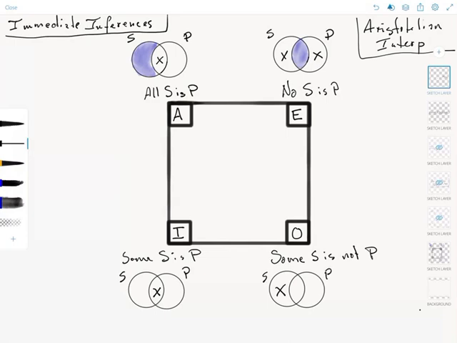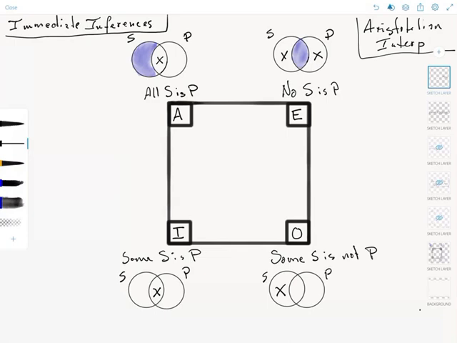So let's first talk about what corresponding propositions are. Corresponding propositions are categorical propositions that use the same subject and predicate terms, not necessarily in the same order. Every categorical proposition has a subject term and a predicate term. If you think about those two terms as the categories involved in a categorical proposition, a corresponding proposition is going to involve those two terms. So let's take an example. "All S is P" corresponds to "Some S is not P."